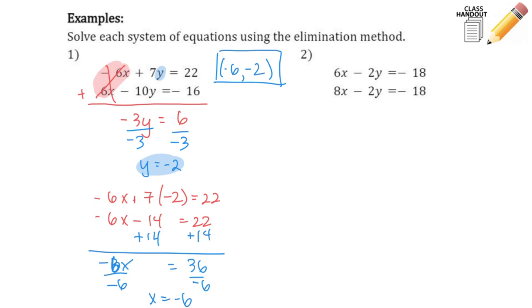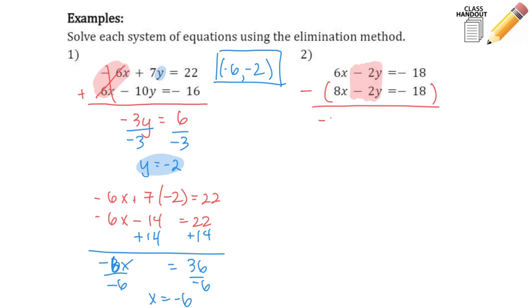All right, for my second problem, first I'm going to identify the variable that can be eliminated. We're going to eliminate our y variable since it's the same number. So in this case, since both variables are the same sign, we're going to have to subtract the whole second equation. All right, so we're going to do 6x minus 8x.